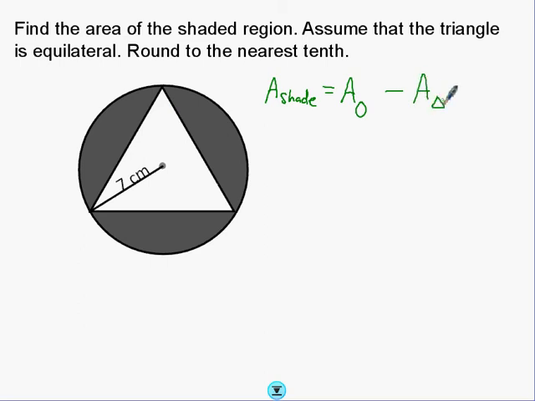So I've actually got two problems to figure out here. One is the area of the circle, and it should be quite easy. The area of a circle is just pi times r squared. The radius of the circle is clearly 7. So the area of my circle is 49 pi. Now we have to figure out the area of this triangle. This is a little bit more complicated.